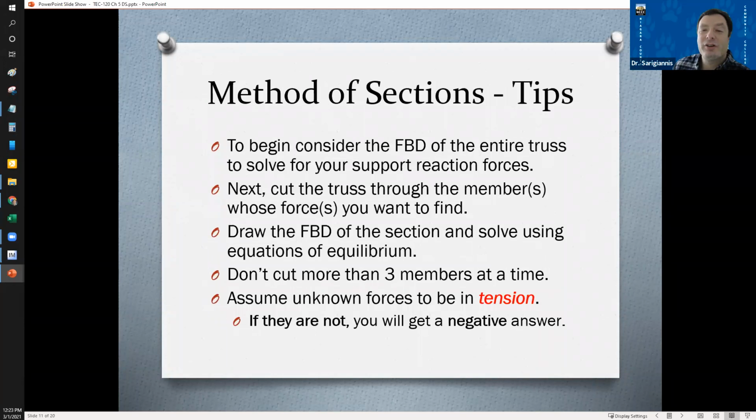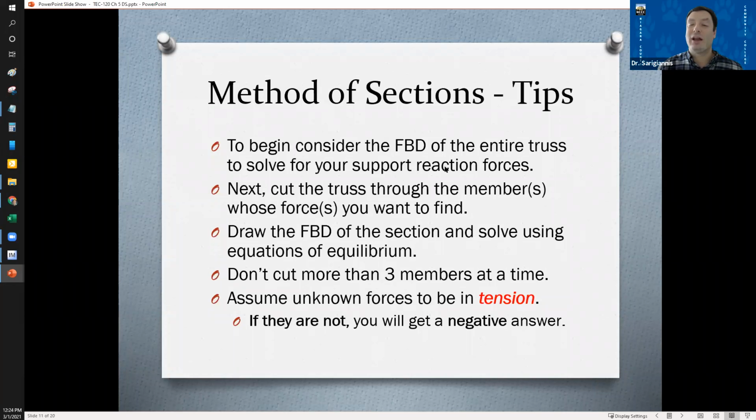All right, so let's see. Some of the tips for method of sections. Obviously, the first thing you do is you look at the entire truss, right? And what's the free body diagram for that truss? And when I say free body diagram, I mean, if you were to detach that truss from the rest of the world, what are the support reactions? What are the forces that are acting on this truss? There's obviously external forces and then support reaction forces.